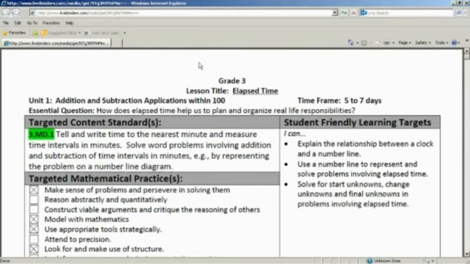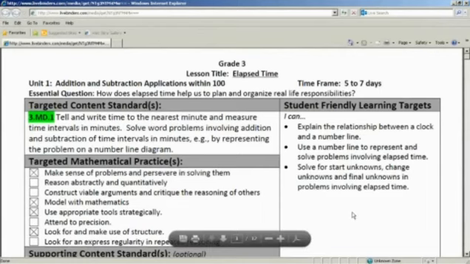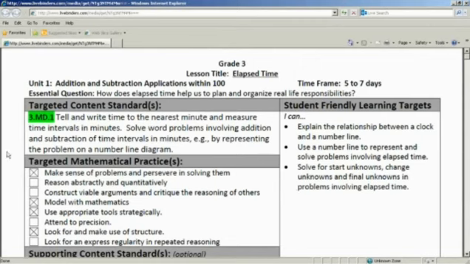And as you can see, this is the overall lesson plan. I'm going to point out a few of my favorite parts of this lesson plan right away. First of all, the first thing we see is the targeted standard. And as we've been discussing throughout the webinar, this is the standard that we're focusing on today. Tell and write time to the nearest minute and measure time intervals in minutes. In addition, solve word problems.